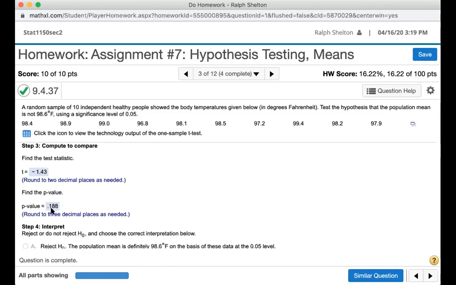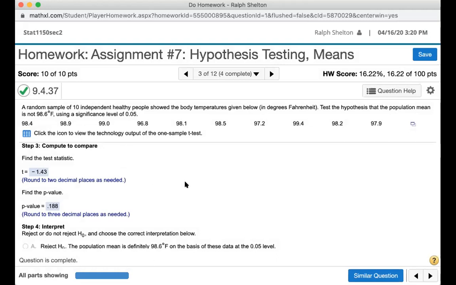P-value is 0.188. We compare that to our significance level, which in this problem was 0.05, okay? If this probability is smaller than your significance level, you reject. If it's not smaller than your significance level, you do not reject, okay? So 0.1188 is bigger than this, so we're not as far out in the tail, so we do not reject. At this significance level, we do not reject. And this significance level, 0.05, is the same thing as a 95% confidence interval.